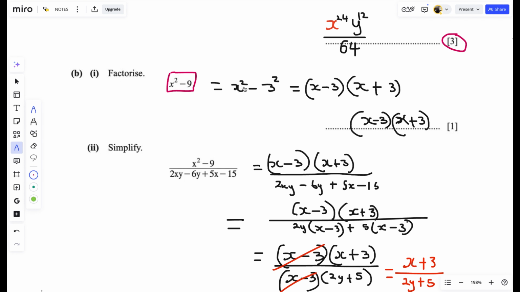So you rewrite it, you break it down. You say x to the power of 2, and 9 means 3 to the power of 2.